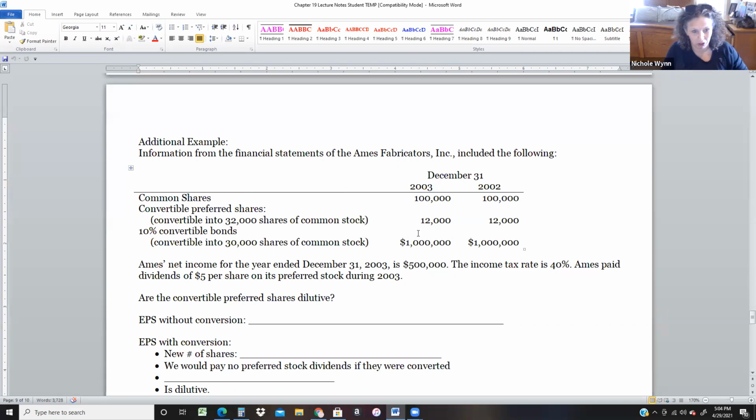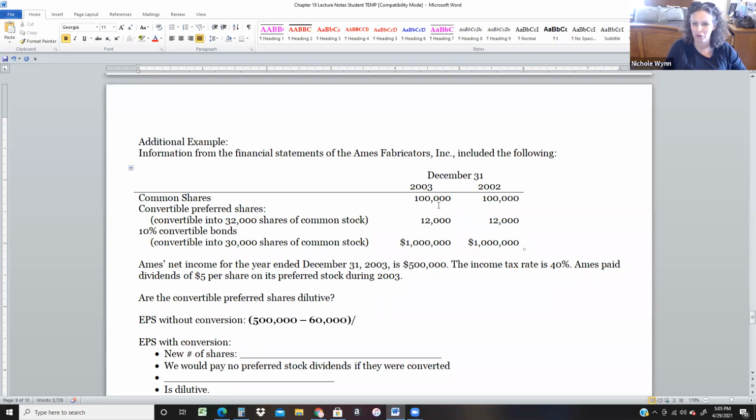And there's 12,000 shares. So the first thing I need to do is calculate basic earnings per share. Basic earnings per share is the net income, which is 500,000, minus the preferred dividends. The preferred dividends are $5 per share times 12,000 shares, so that would be 60,000, divided by the weighted average number of common shares outstanding. And it looks like there's 100,000 shares last year and this year.